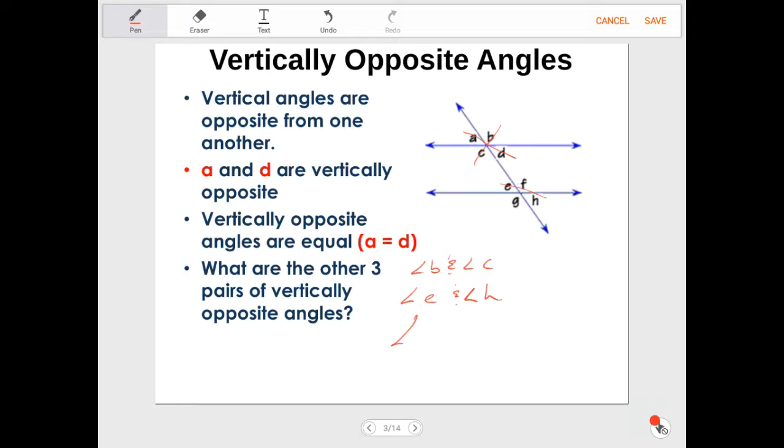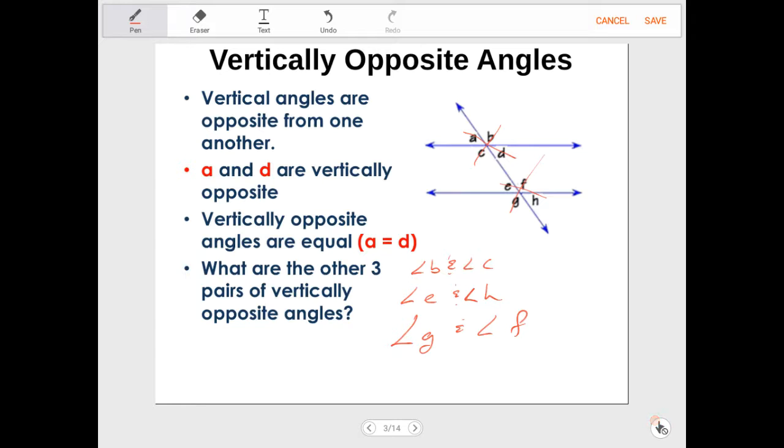And the other one would be angle G and angle F. Okay, and all you remember, whatever the value of A is or D, vice versa, they're exactly the same. So of course, if you're given this type of thing in a question, you can apply this strategy and you'll know a lot of angles. Okay, so that's vertically opposite.